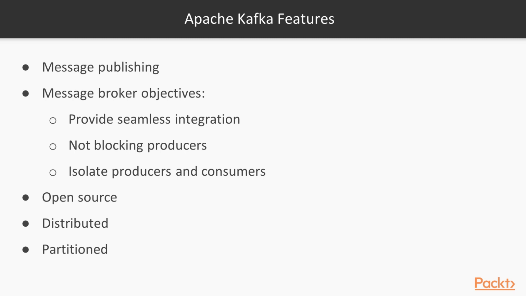The objective of the message broker is to provide seamless integration, but it has two collateral directives. The first is not to block the producers, and the second is to isolate producers and consumers, so as not to let the producers know who the final consumers are. Apache Kafka is a real-time publish-subscribe solution and a messaging system. It's open source, distributed, partitioned, replicated, commit log-based, and a publish-subscribe schema.